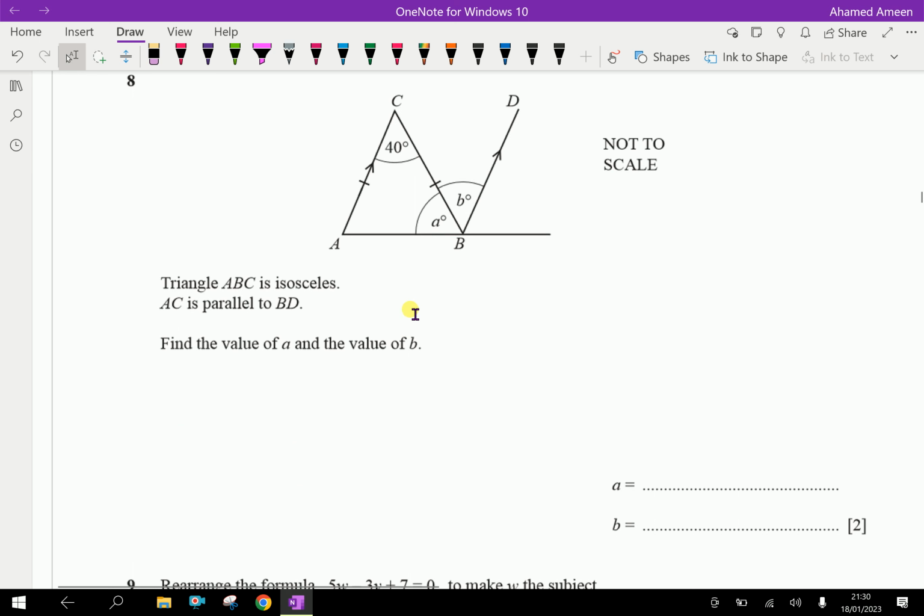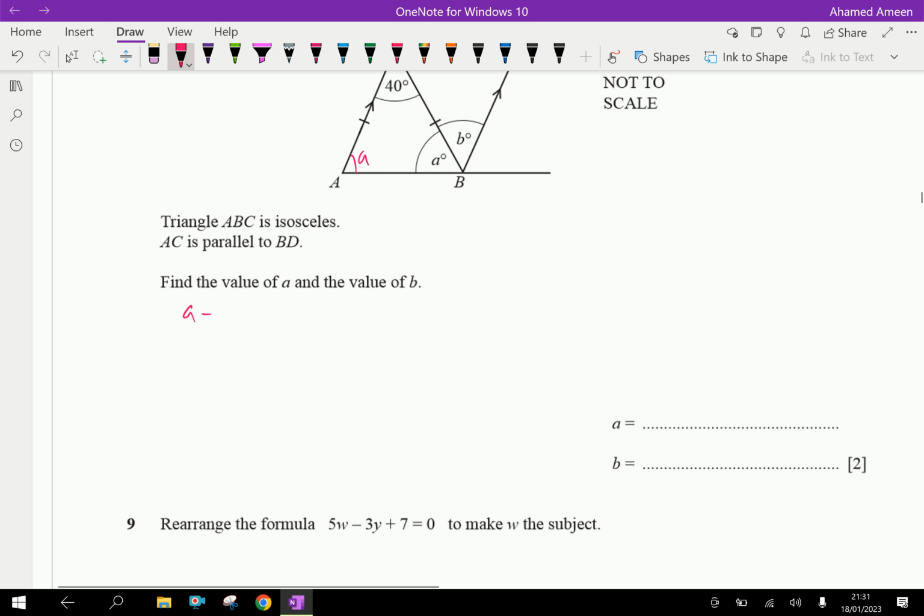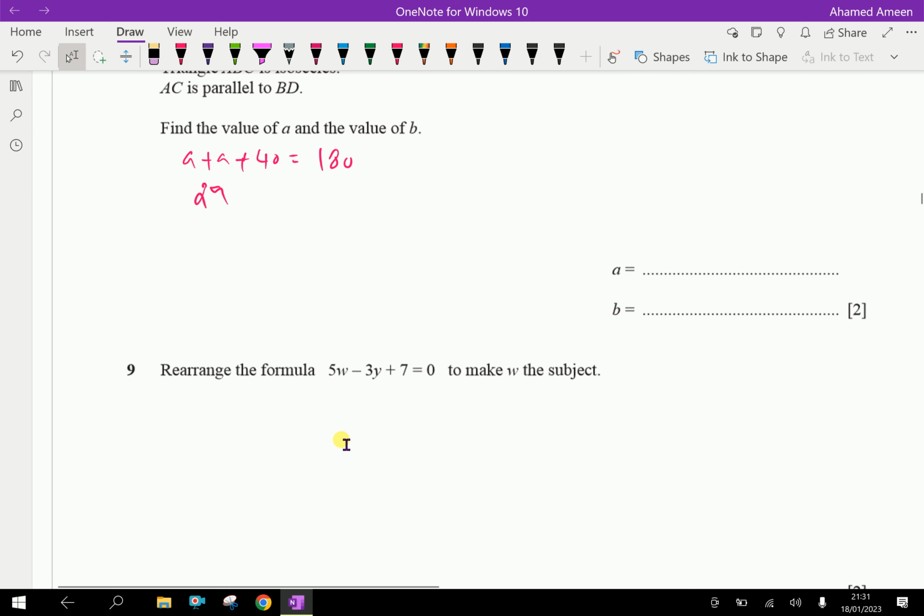Next question. Here, triangle ABC is isosceles. AC is parallel to BD. Find the value of A and B. Because it is isosceles, here also you can write this A. That is A plus A plus 40 equal 180, which gives 2A equal 180 minus 40, which is equal to 140. Therefore, A equal 140 divided by 2 equal to 70 degrees. So, A is 70 degrees.